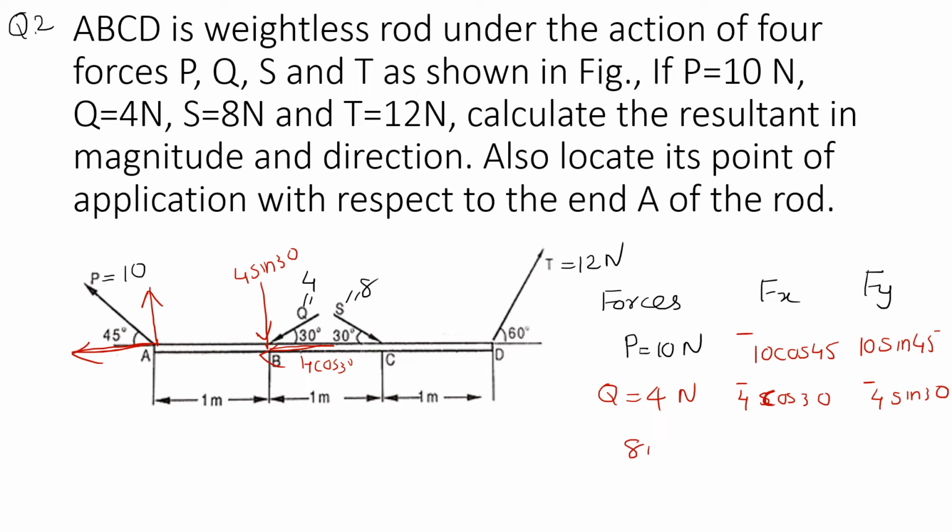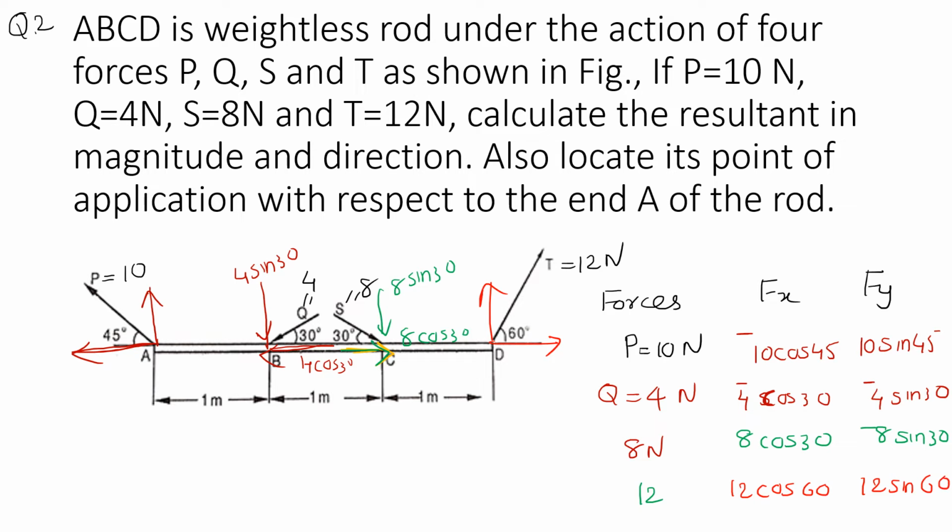Next is 8 Newton. This is 8 cos 30, 8 sine 30. So positive 8 cos 30, and minus 8 sine 30. Last one is 12 Newton. Components: this is T, 12 cos 60, 12 sine 60. So already we resolved the components in horizontal and vertical direction.